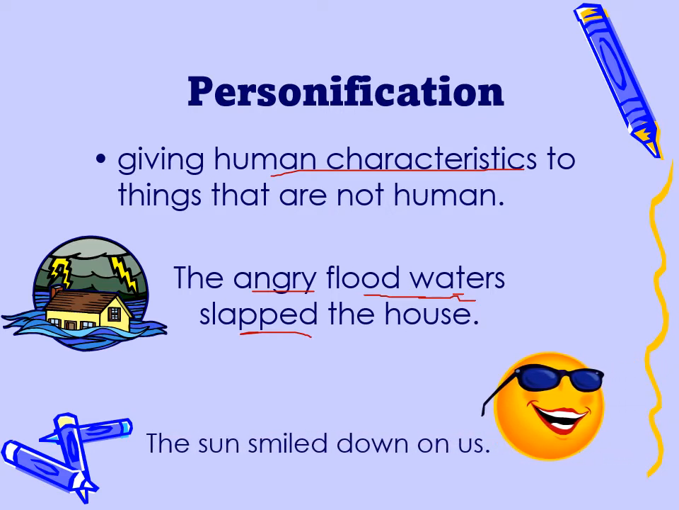Okay, the next one, the sun smiled down on us. Here we have the sun, which is not a human, of course, and it was given a human characteristic such as smiling. So this is personification.